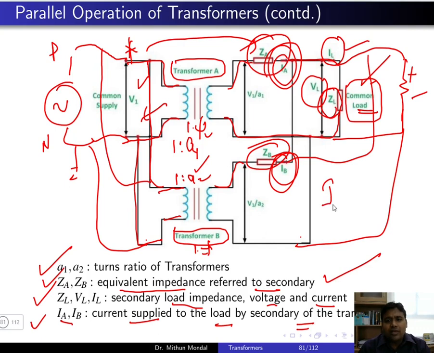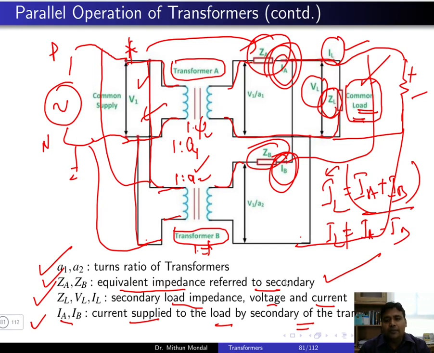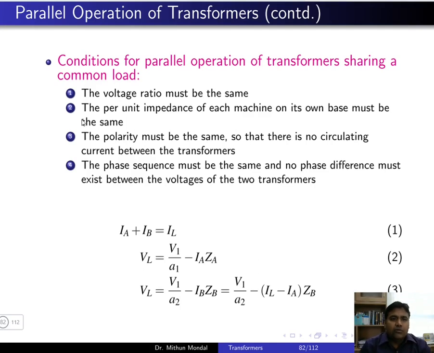So the load requirement IL should always be equal to IA plus IB. So IA plus IB, the current taken from the secondary of the transformers, should meet the requirement of the common load. If it is IA minus IB, then obviously your load current will not be equal to IA minus IB. So the polarity on the secondary side of the transformers should be the same, otherwise there will be a mistake.